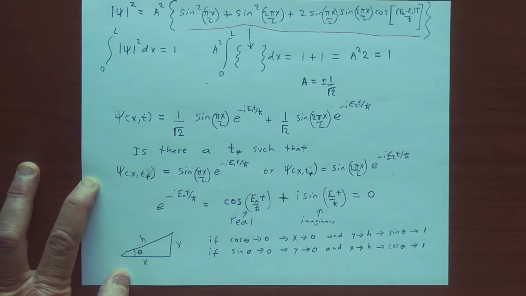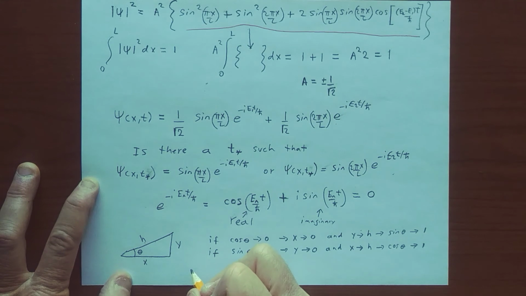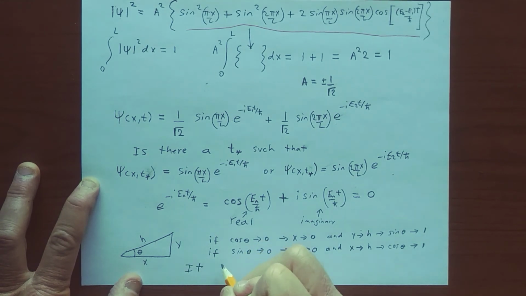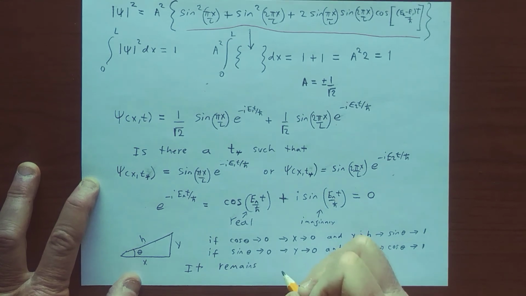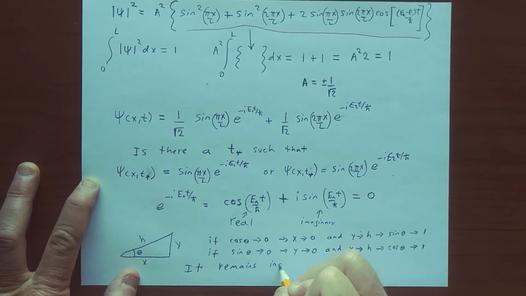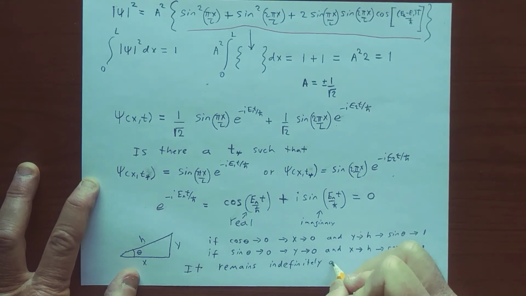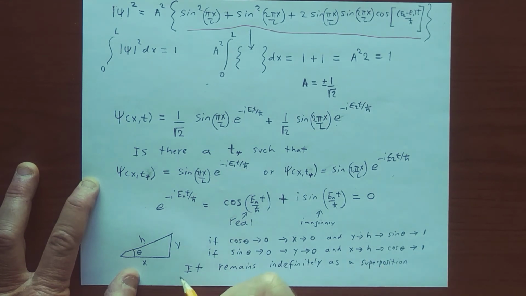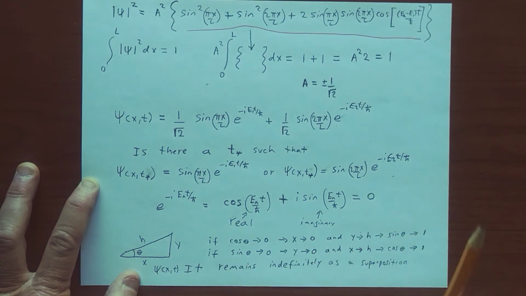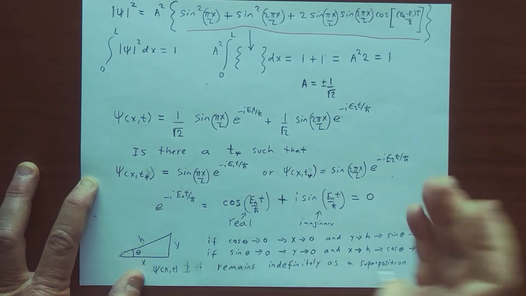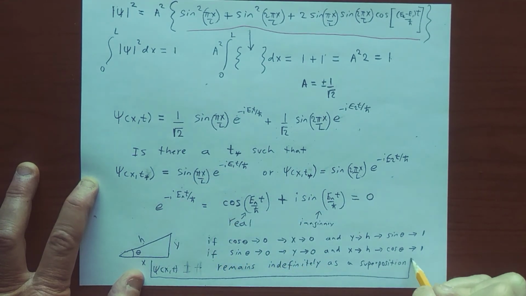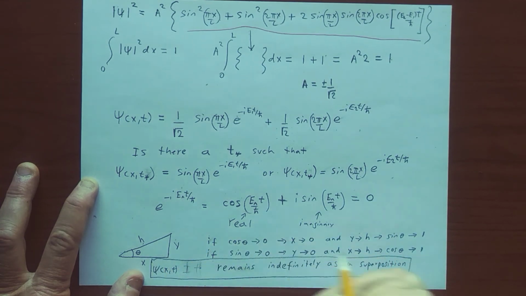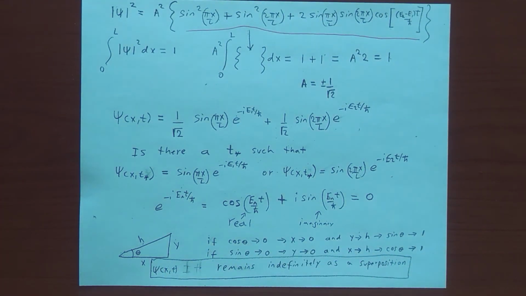So the answer is no. And so we basically conclude that once you have a superposition, it remains indefinitely as a superposition. So psi of x and t remains indefinitely as a superposition. There's no time when we end up in one of the eigenstates.